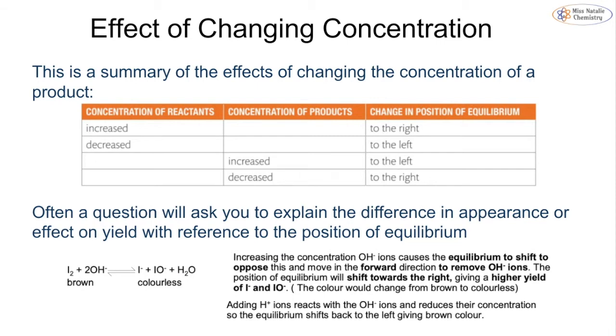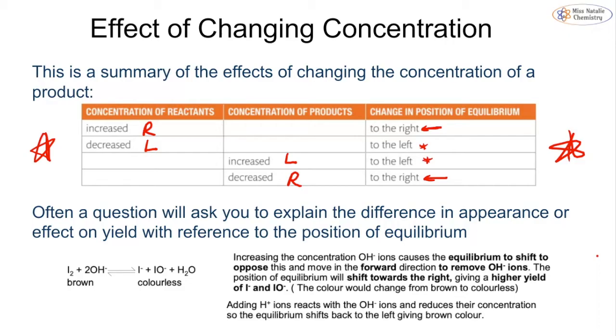Okay, so a table here is an important table in order to confirm what happens when we increase or decrease the concentration of a product or a reactant. So in order to shift the position of equilibrium to the right, I need to either increase the concentration of my reactants, or decrease the concentration of my products. To shift it to the left, I need to either decrease the concentration of my reactants or increase the concentration of my products.